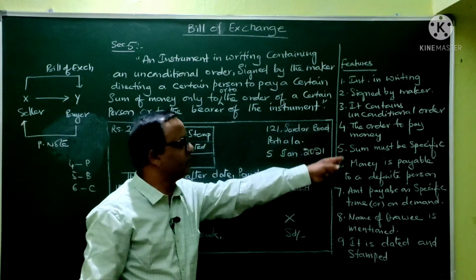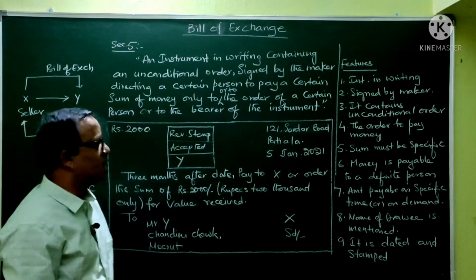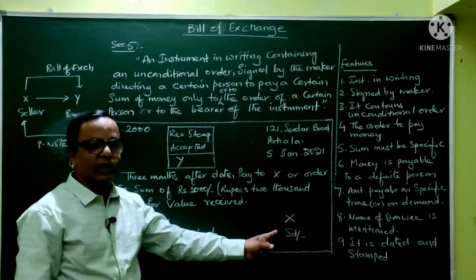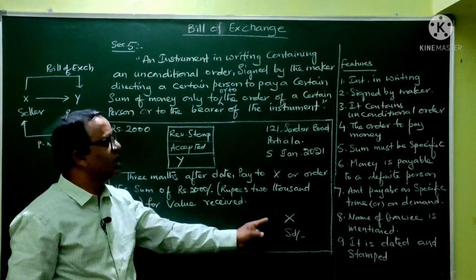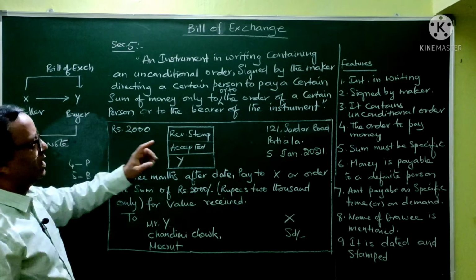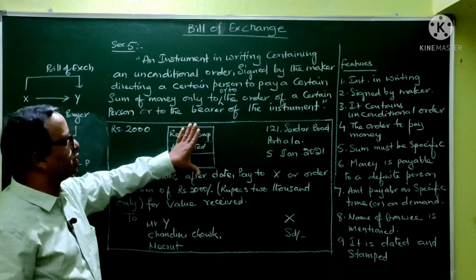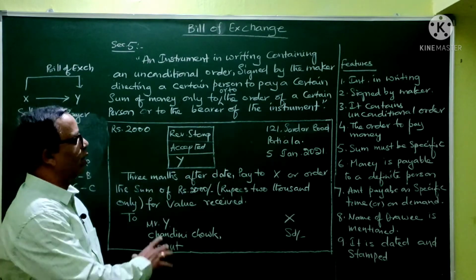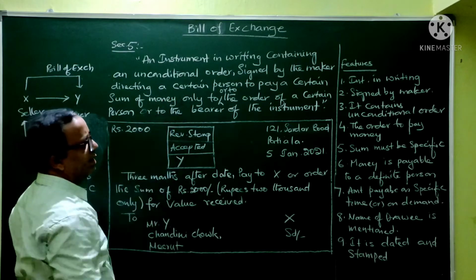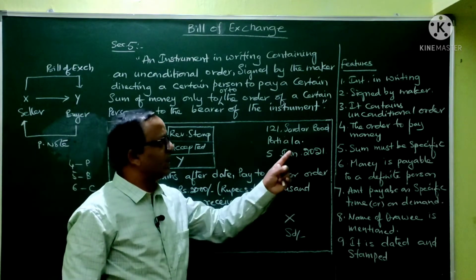I have written it here. It is an instrument in writing. Second one, it is signed by the maker, the person who is writing this instrument, in other words, this particular seller. Then again, it contains an unconditional order. Now here, this bill of exchange is an unconditional order.